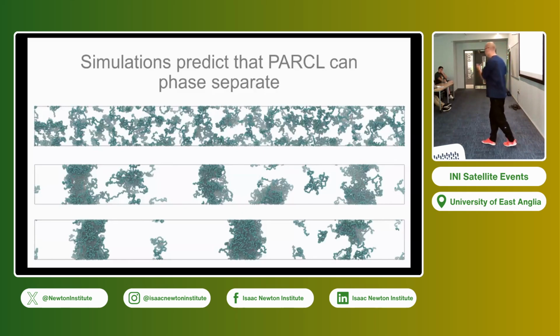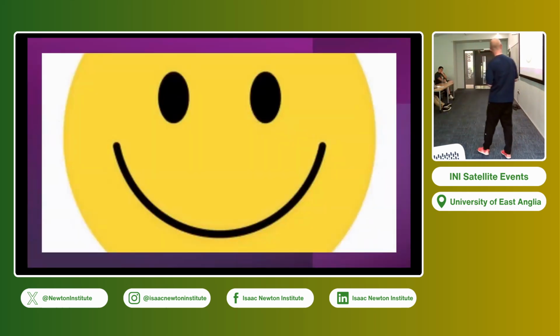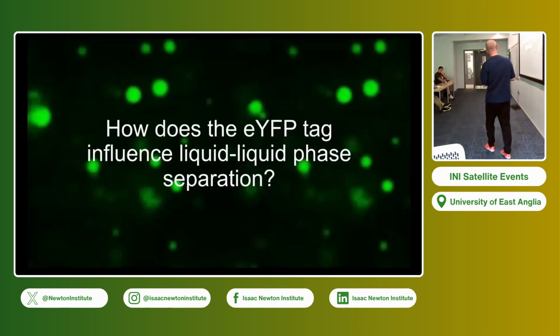We can reproduce, at least at this level, the key features of the system. They are grouping together somehow, so we're pretty happy with that to start with. And then we talked to the experimentalists and they said, but that isn't the system that we're looking at. And that's back to your question, so there's a fluorescent tag to it.